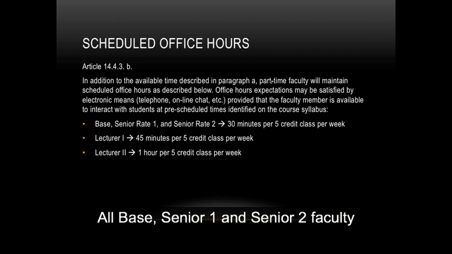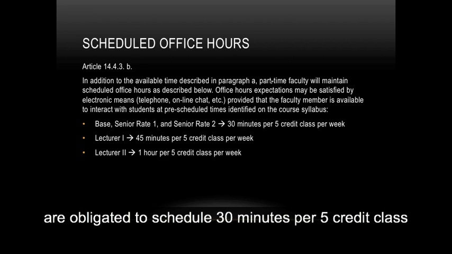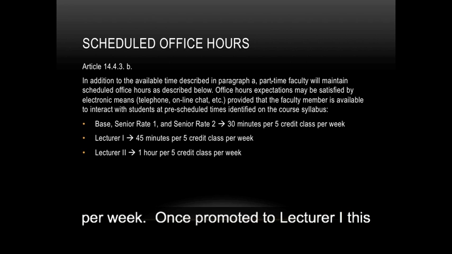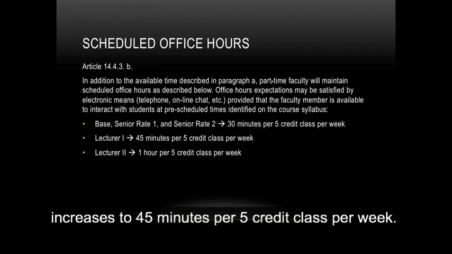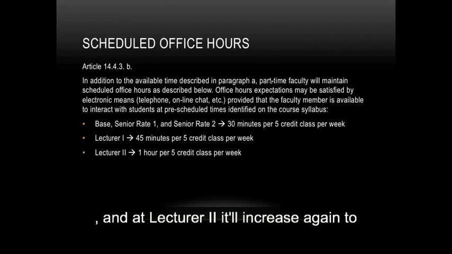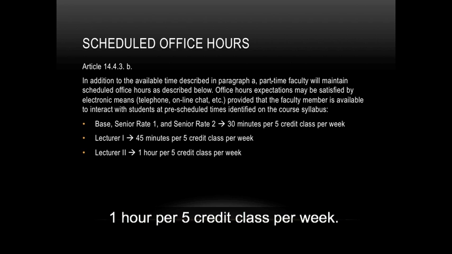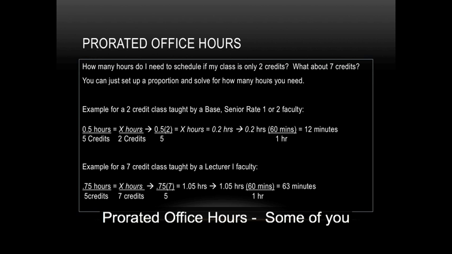All base Senior 1 and Senior 2 faculty are obligated to schedule 30 minutes per 5-credit class per week. Once promoted to Lecturer 1, this increases to 45 minutes per 5-credit class per week. And at Lecturer 2, it'll increase again to 1 hour per 5-credit class per week.